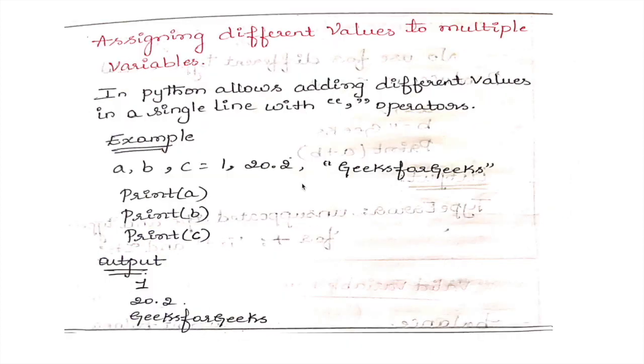And you can do the exact reverse also, like assigning different values to multiple variables. For example, a, b, c = 1, 20.2, "GeeksforGeeks". 1 is an integer, it will be assigned to a. 20.2 is a float, it will be assigned to b. GeeksforGeeks is a string, it will be assigned to c. So what I'm trying to say is multiple variables contain different values. You can do it like this also. You can assign multiple values to multiple variables. Okay.